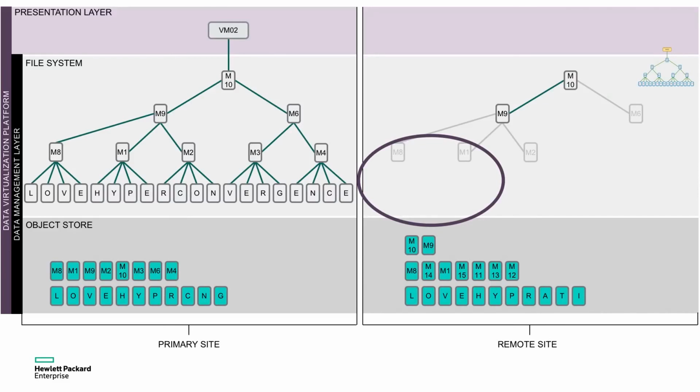This is where the unique power of the data virtualization platform comes into play. Since metadata is universally created from the same playbook in all sites, we know that everything below them, in this case love, hype, is already in the object store. So there's no need to investigate or send those pieces of data. In other words, with two pieces of metadata transferred across the WAN, we've identified 2 pieces of metadata and 8 pieces of actual data that do not need to be transferred.